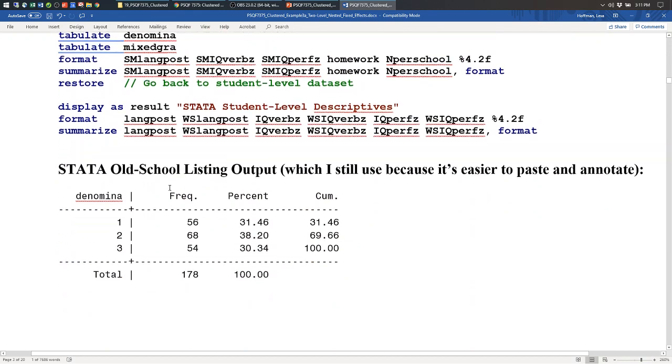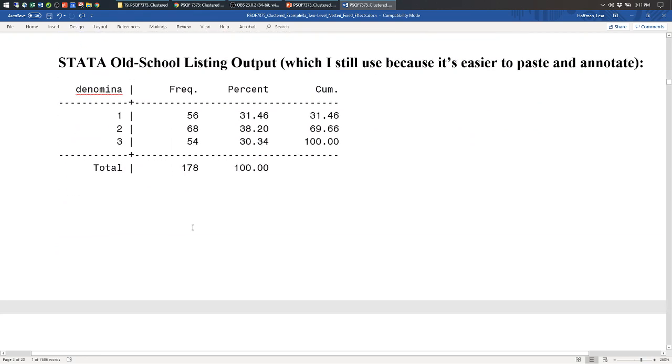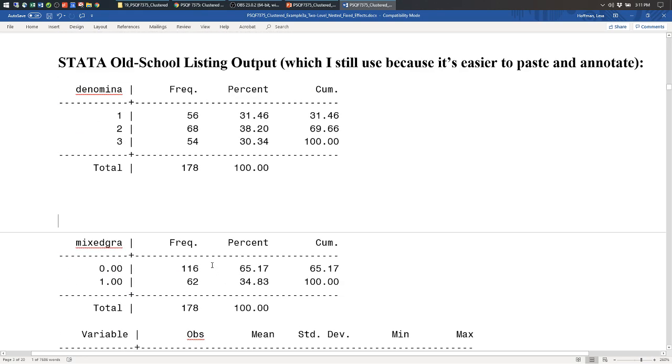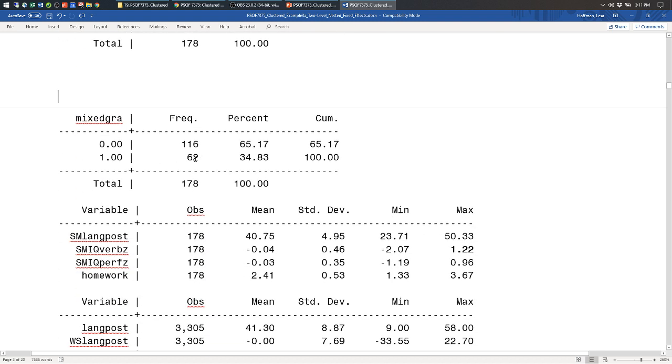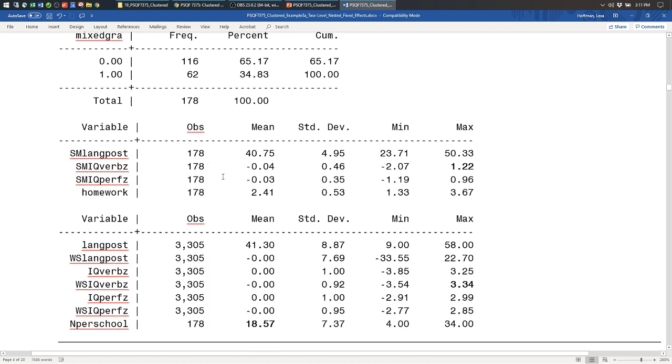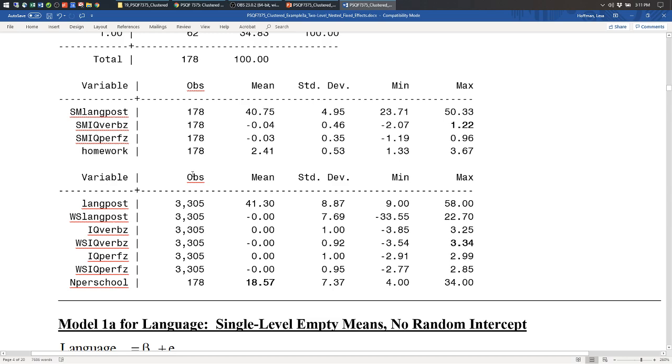Okay. So here's some descriptives for the data. There are 3 different types of schools. Some of them use mixed grades. And then here are some school level variables that we'll look at later.